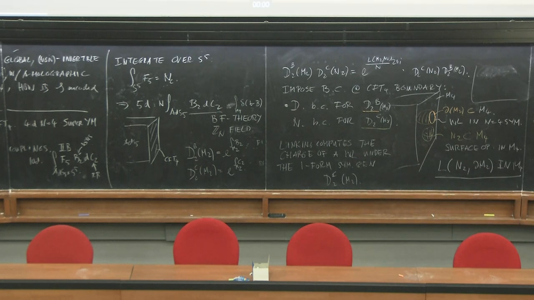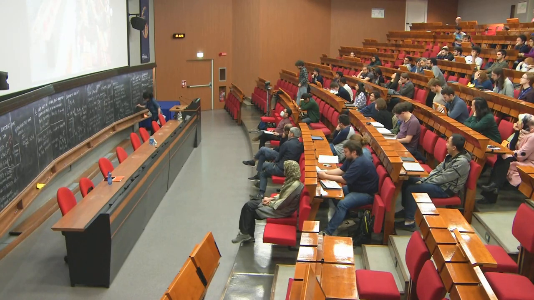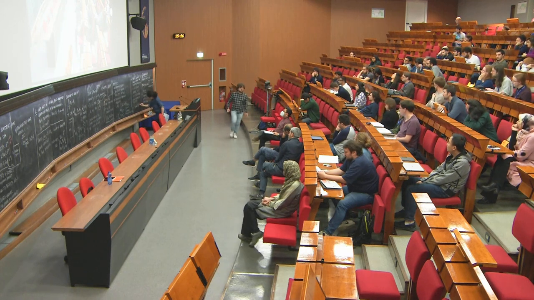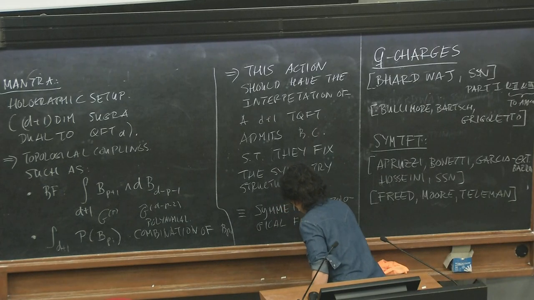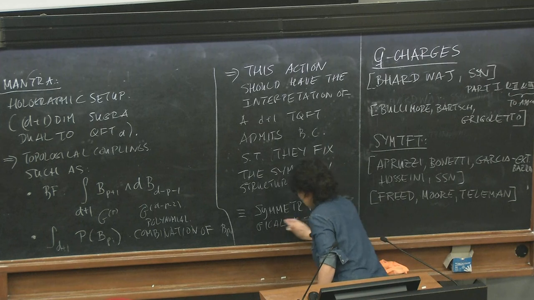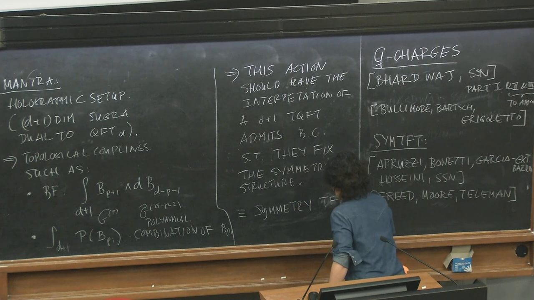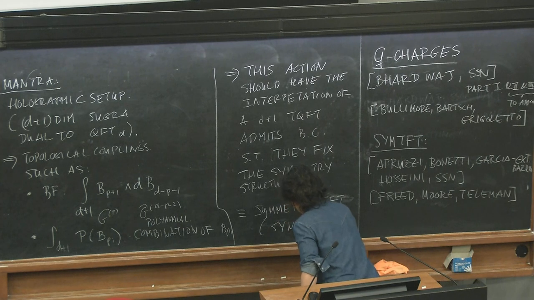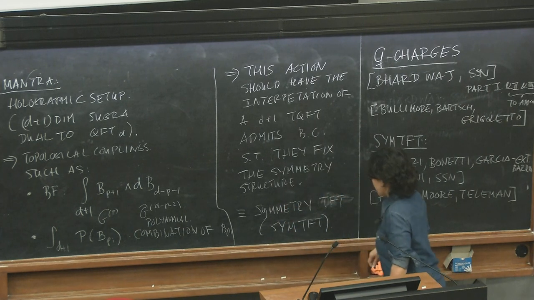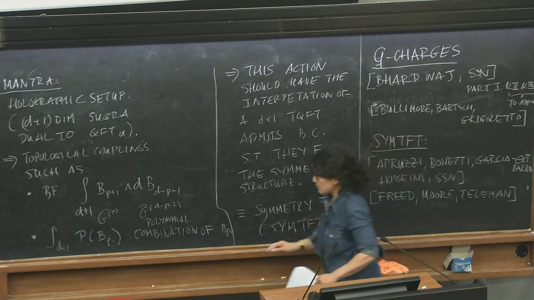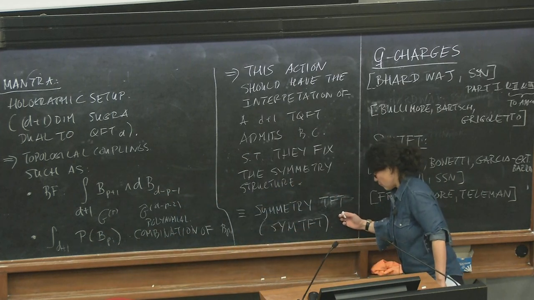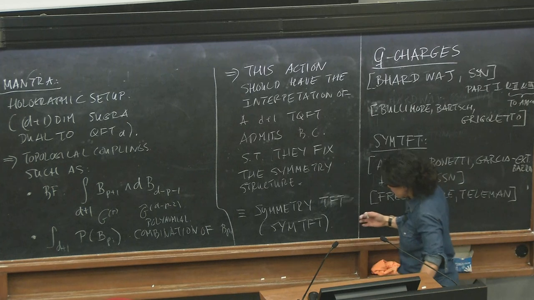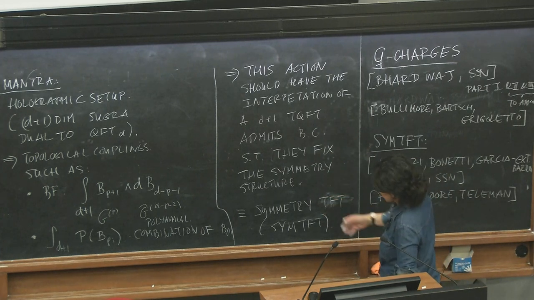Okay, and in modern parlance, we would call this the symmetry topological field theory. We use TFT all the time, so symmetry TFT, or simply SymTFT. And this is really, in the case of abelian symmetries with some type of anomalies, precisely what it is. It's somewhat coincidental, but this is what comes out of the examples that we have seen.